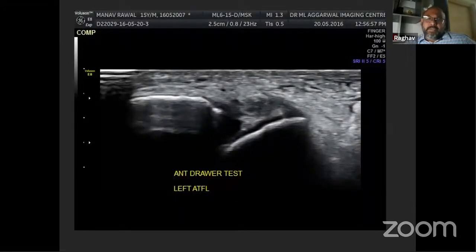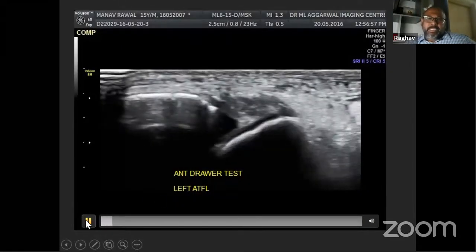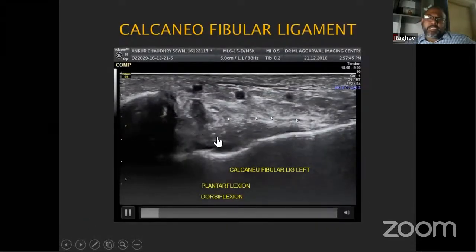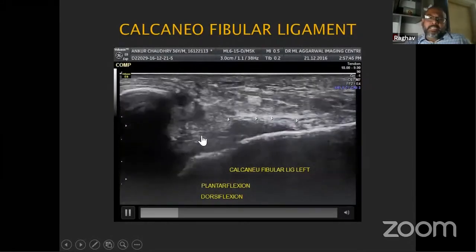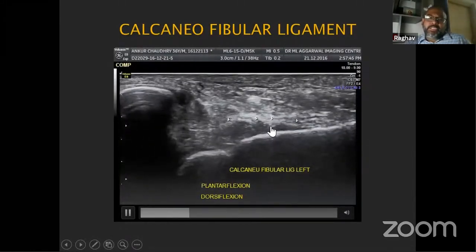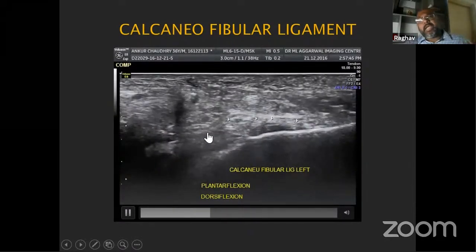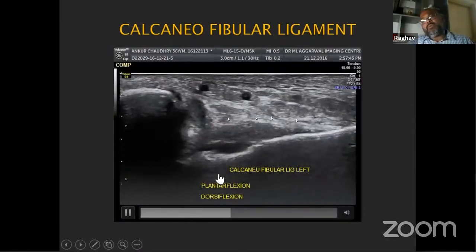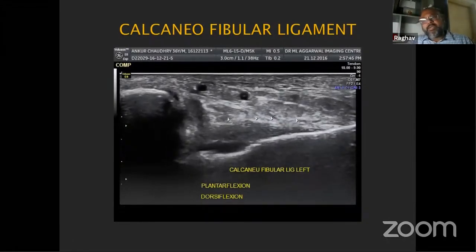Same anterior draw to the ATFL assessment, the dynamic assessment. And at the same time, when we do the dynamic assessment for the calcaneofibular ligament, doing a dorsiflexion, it would just pop up and the peroneals would just come out. Whereas in a normal tendon, you might not see it, but here the peroneal tendons would just pop out and you could see it.